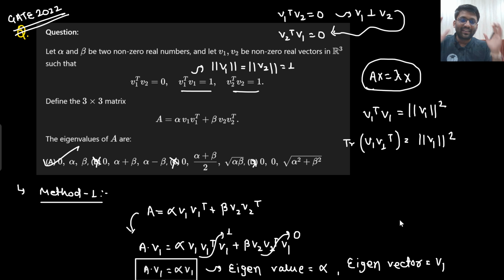I don't know what really came into my mind in the last 20 seconds. I removed this option and I clicked on this option, 0 0 under root alpha square plus beta square. I solved it completely. I was getting this answer as well. I spent more than 10 minutes. In the last 20 seconds, I don't know why I removed and clicked on this answer, and I got minus 2.66. Okay, so I remember this one.